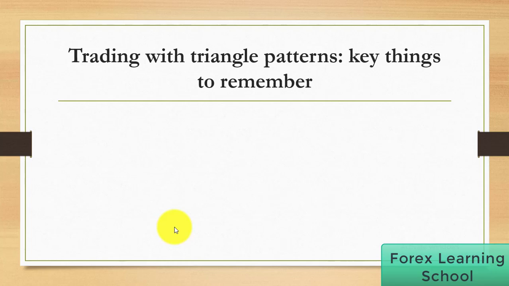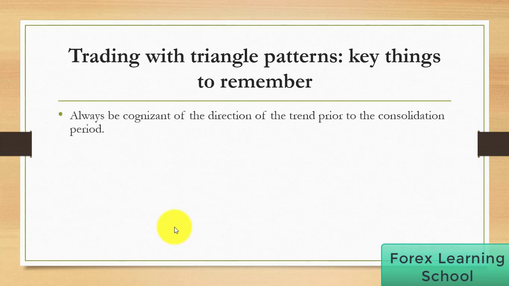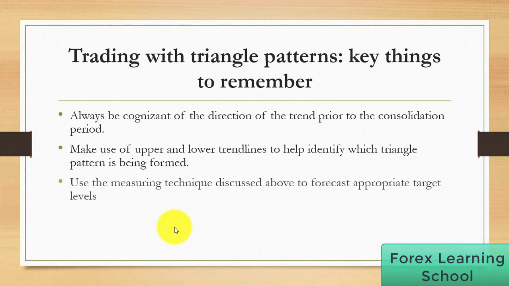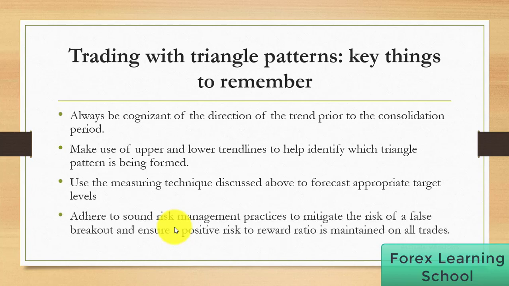Trading with triangle patterns. Key things to remember. Always be cognizant of the direction of the trend prior to the consolidation period. Make use of upper and lower trend lines to help identify which triangle pattern is being formed. Use the measuring technique discussed above to forecast appropriate target levels. Adhere to sound risk management practices to mitigate the risk of a false breakout and ensure a positive risk to reward ratio is maintained on all trades.